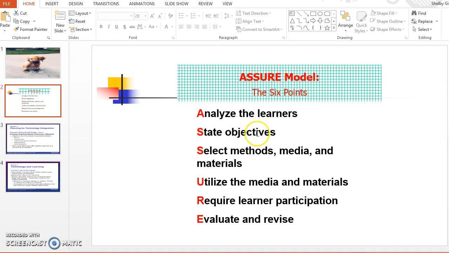Also, you don't know how many objectives there are supposed to be. Are there supposed to be 2 to 3? Or more to make a lesson plan effective according to this model.